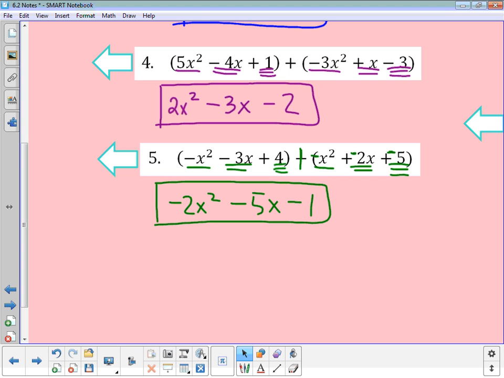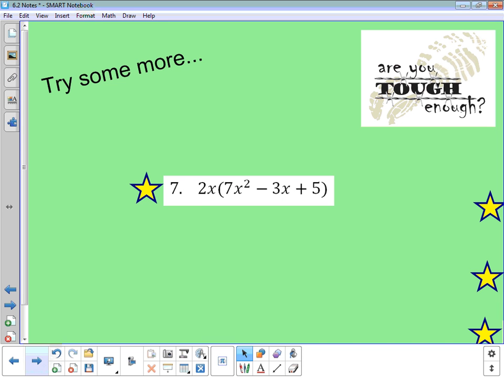Now let's flip it over to the back and take a look at a couple examples there. Now I'm looking at multiplying. So I have a monomial outside. I have 2x on the outside, and I'm going to distribute that through to the inside. So take the 2x, multiply by every term that's behind it.